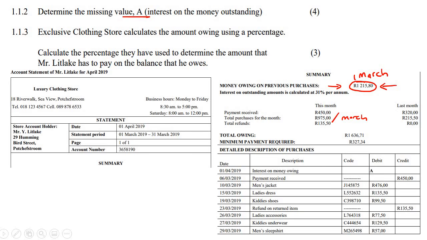So on the previous statement, this is how much money they needed to pay on 1 March. Now, the way that these companies make money is they let you buy some of the things in the shop on credit, and then when you pay it back, you pay back a little bit more, and that amount you pay back more is the interest. So on the 1st of April, they are going to add on the interest from the previous month. How much interest are they going to add on? Well, they are going to add on 31% per year. So how much would that be in a month?